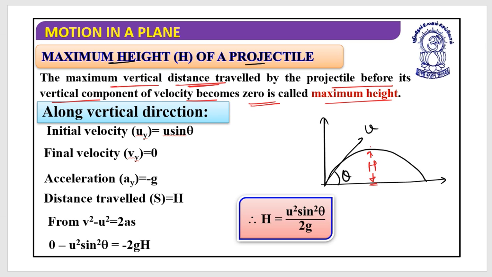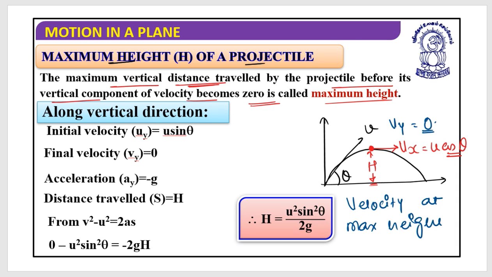Now look at this very carefully. At this point, it's hmax. Here only one velocity would be there, and it is the velocity in x direction. Vx is equal to u cos theta. If I talk about Vy at maximum height, it would be 0. So if someone asks what is the velocity at maximum height, then my answer should not be 0.